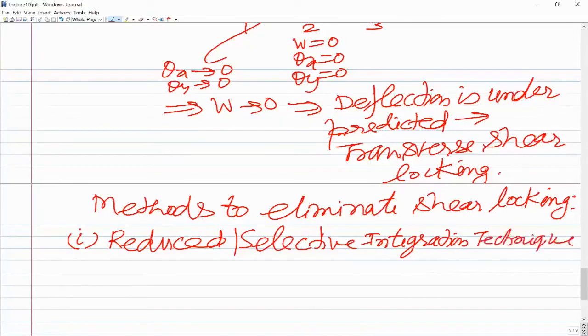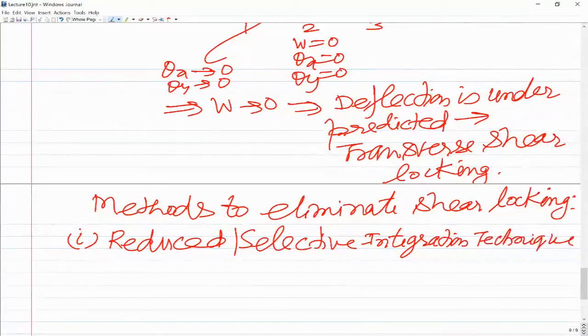See, this problem will not be there if you are using a classical plate bending element to solve a thin plate problem. It will not be a problem. The problem comes when we are using shear deformable plate bending elements for solving thin plate problems, where the plates are thin. Only then does this problem come.